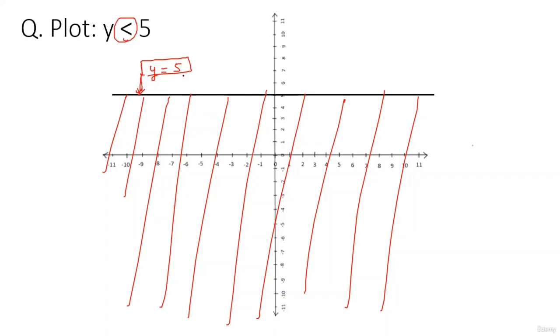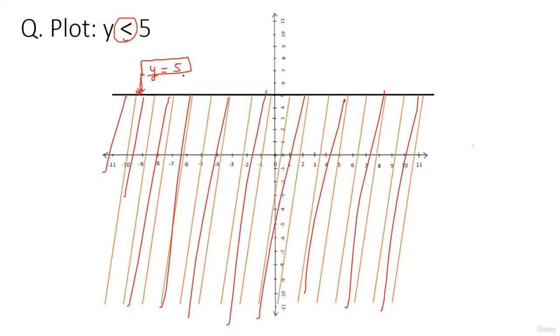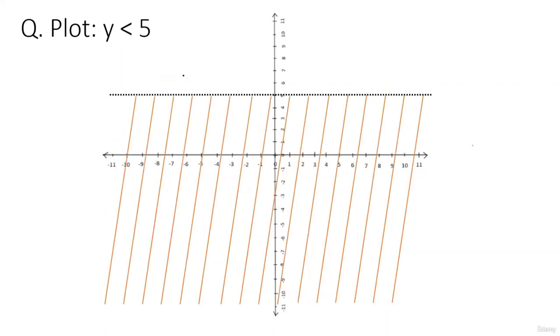This black line is just a boundary, so I replace this complete black line with a dashed line. So this is the required answer for y less than 5: a dotted line on y is equal to 5, and below the dotted line, the entire region, you can color it. I did not color it right now because I do not have the expertise and tools to do that on PowerPoint, but you can color this region below the dotted line that denotes y less than 5.